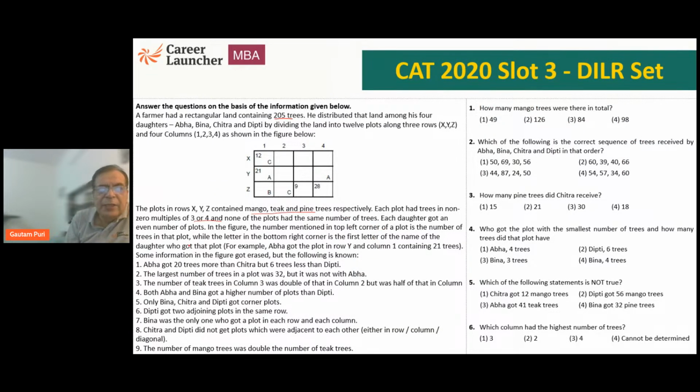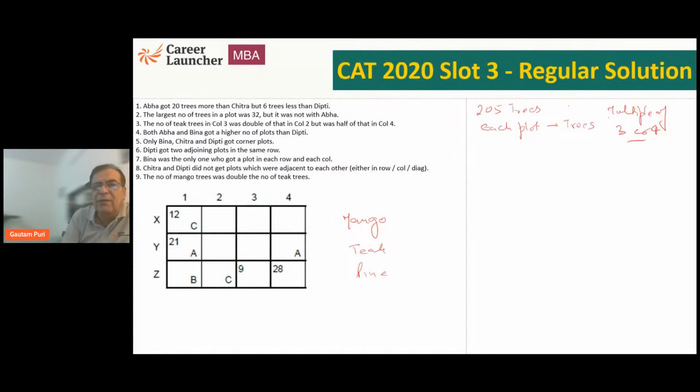Each daughter got an even number of plots. So if each daughter has to get an even number of plots, say A, B, C, D, the total number of plots is 12. What are the possibilities? Can I get 2, 2, 2, 6, which makes 12? Yes. Any other case possible? It can be 2, 2, 4, 4. I'm not saying this is A, and A is getting 2. I'm saying the number 12 can be broken up into these 2. Now, can it be 4, 4, 4? No, the fourth person would have to be 0. That means the only 2 possibilities of the breakup of plots between the 4 sisters are 3 of them getting 2 and 1 getting 6, or 2 of them getting 2 and 2 getting 4. That's what we have got so far.